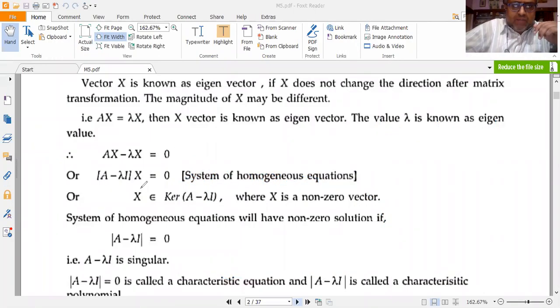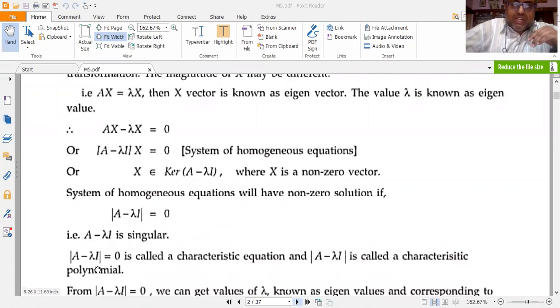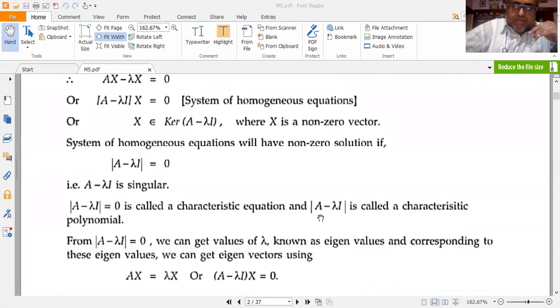Now this A minus lambda I is a singular matrix. In that case, the determinant of A minus lambda I equal to 0 is called the characteristic equation, and the determinant of A minus lambda I is called the characteristic polynomial. Very, very important concept.